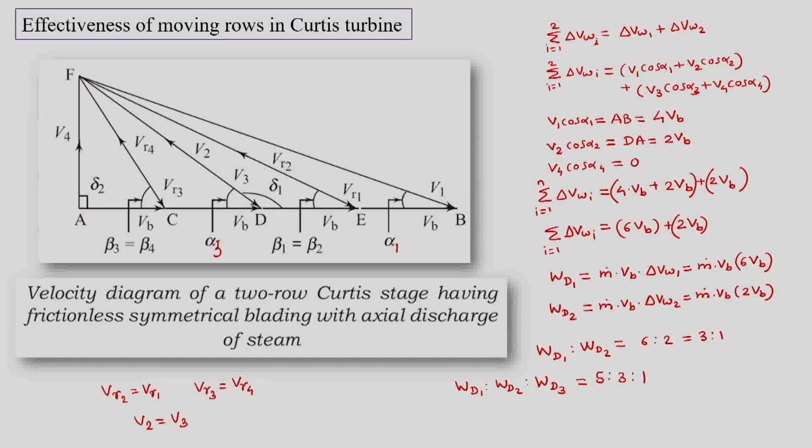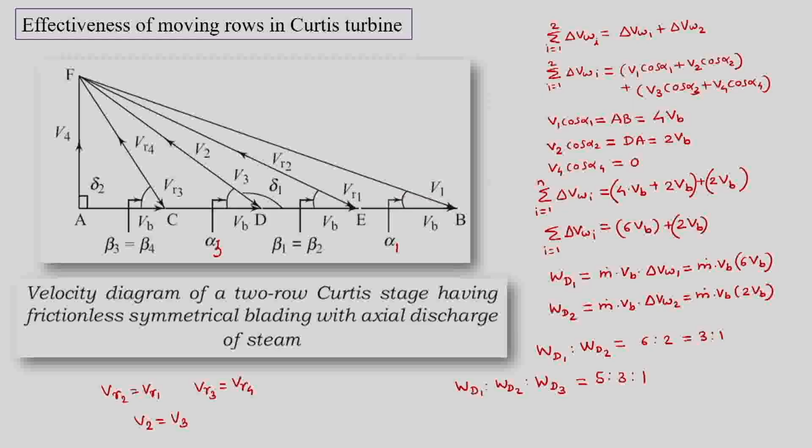Out of 9 units of the work, 5 units of the work will be done by the first stage, 3 units will be done by the second stage, and only 1 unit of the work will be done by the third stage. So only 1/9 of the work will be done in the third stage. So we don't have to have too many stages in the Curtis turbine.